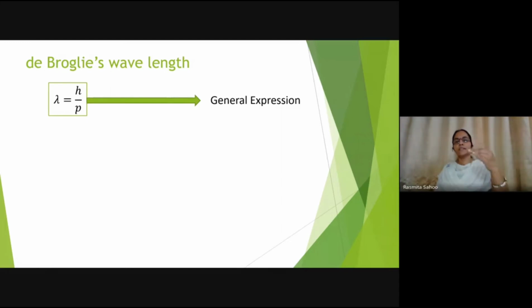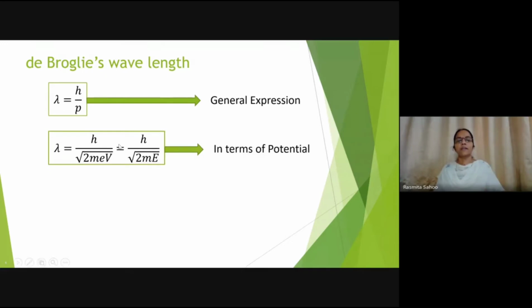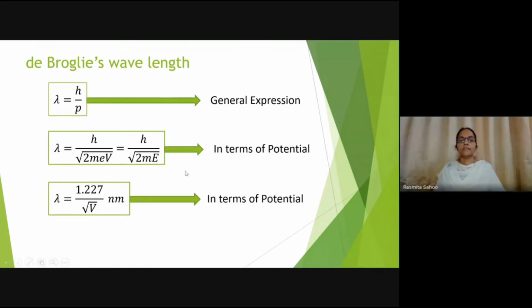Then when an electron is moving inside an electric field, in terms of the potential, the wavelength is given as lambda is equal to h by square root of 2meV, or h by square root of 2mE, where m is the mass of the electron, e is the charge of the electron, capital V is the applied potential, and E is the electrical energy. Next, after simplifying this by putting the values of h, m and e, one can obtain the formula lambda is equal to 1.227 by square root of V.